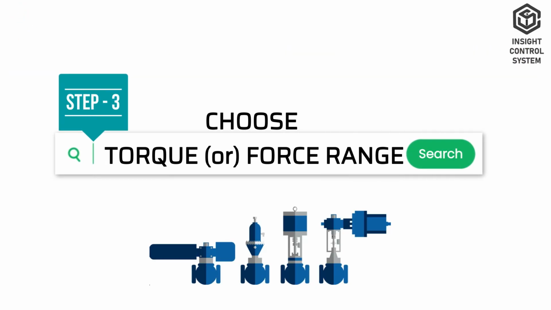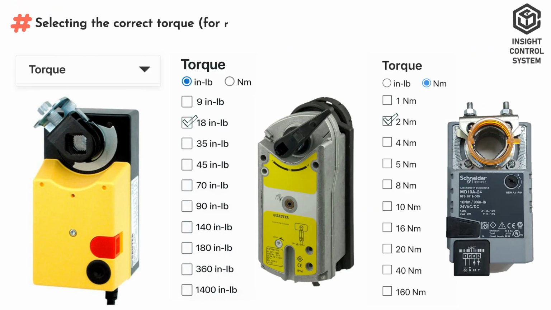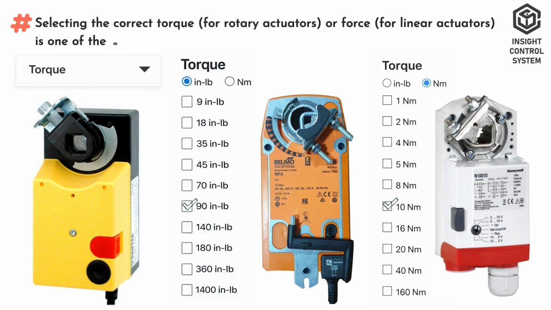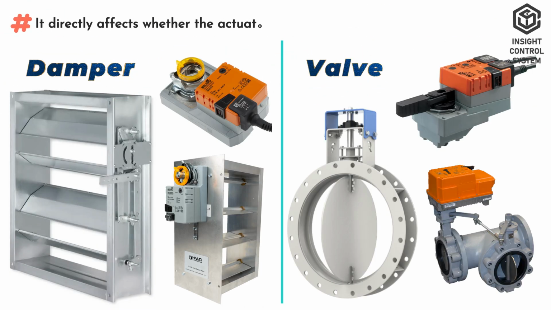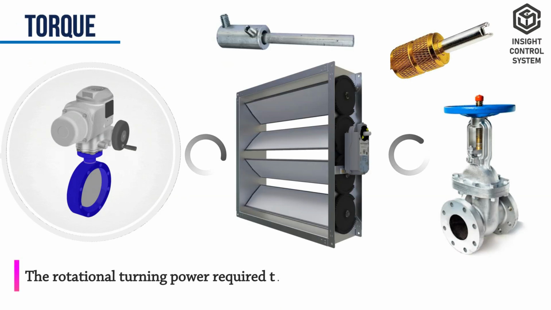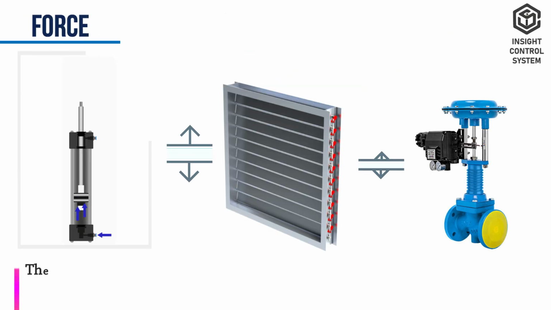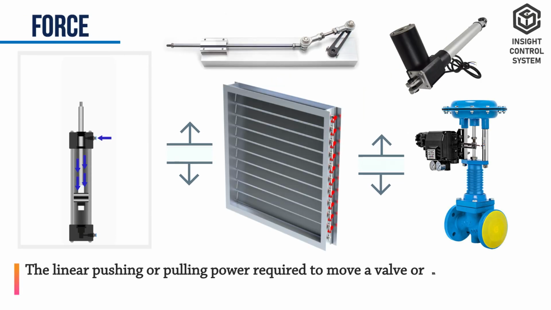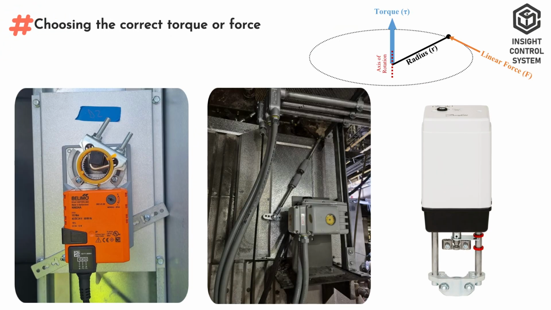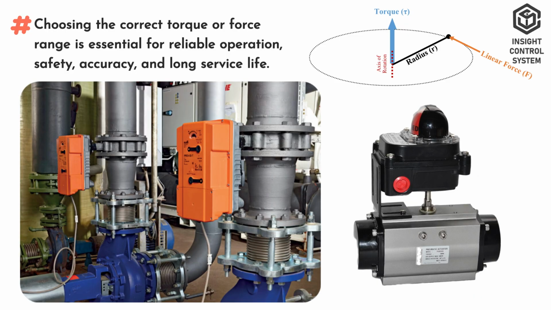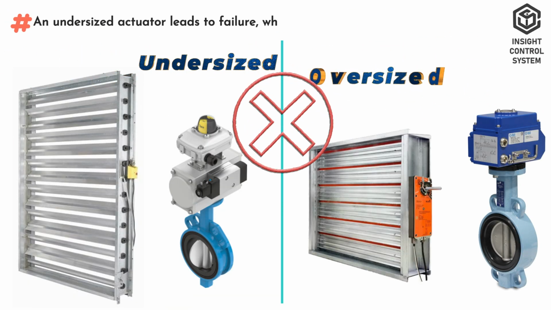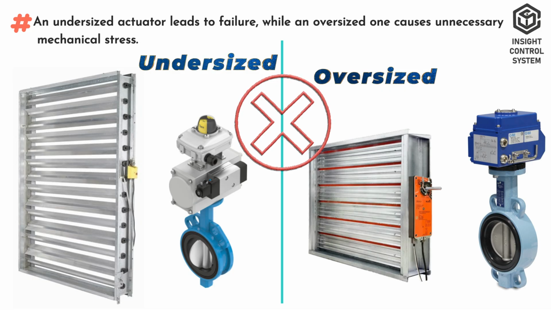Step 3. Choose the torque or force range. Selecting the correct torque for rotary actuators or force for linear actuators is one of the most critical aspects of actuator selection. It directly affects whether the actuator can move the damper or valve reliably, safely, and for its full service life. Torque: the rotational turning power required to rotate a damper shaft or valve stem. Force: the linear pushing or pulling power required to move a valve or mechanism in a straight line. Choosing the correct torque or force range is essential for reliable operation, safety, accuracy, and long service life. An undersized actuator leads to failure, while an oversized one causes unnecessary mechanical stress.